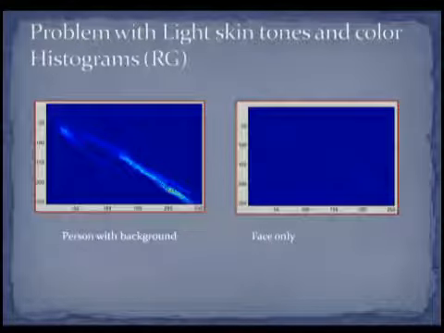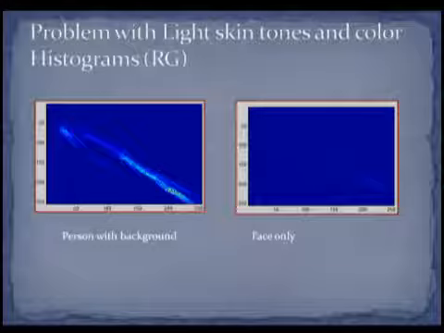Originally we were trying to use RGB histograms, red and green, for the face. The problem is that with a darker skin tone, this is the histogram of a room with a person facing the camera, and this is the histogram of just that person's face. As you can see, it's basically under this, so we can't really use any function to separate it.